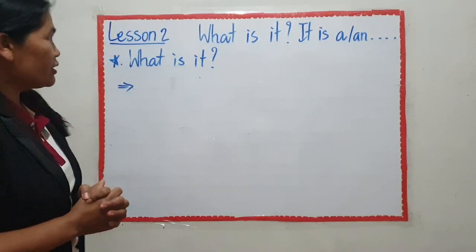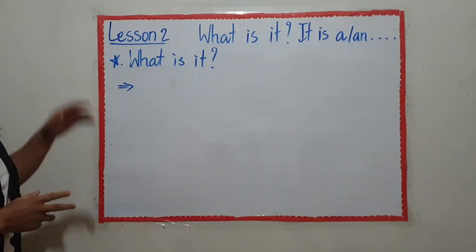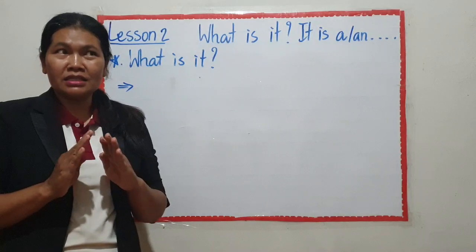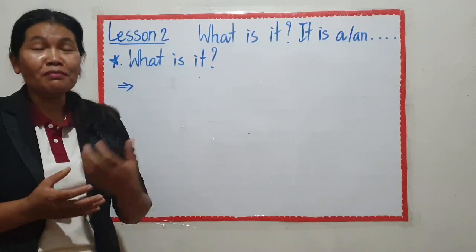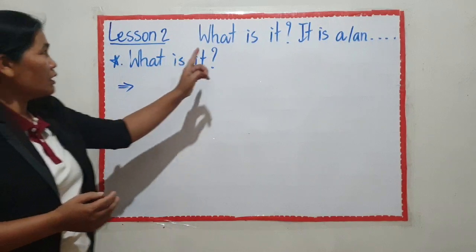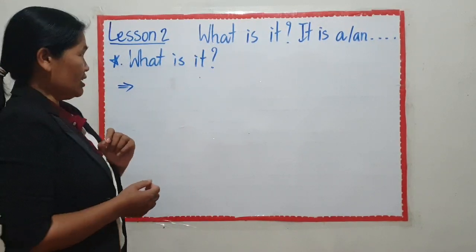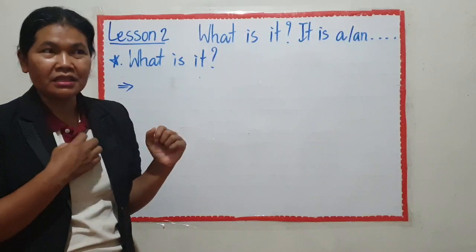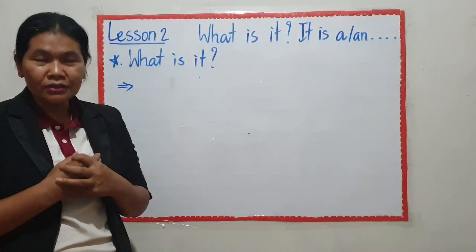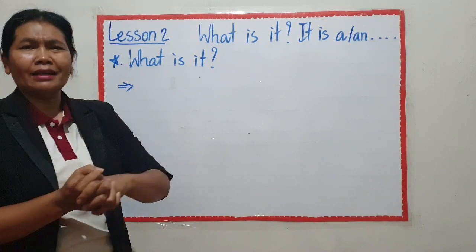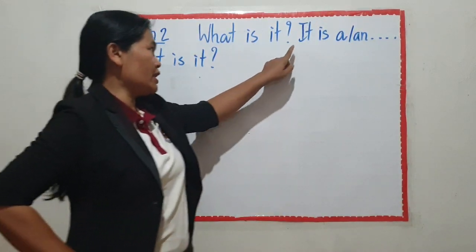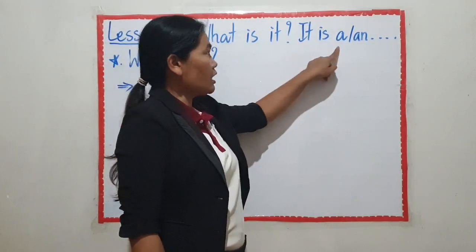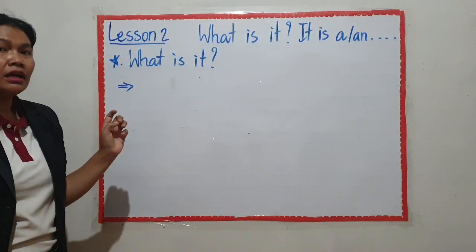Today we're going to start our lesson two, and actually today we're going to study a little bit of grammar. Okay, so the question that teacher would like to know is, what is it? This is the question that teacher asks you or other students in the class. So what is the answer that you have to answer? The answer here is, it is a or an. So it is a or an, according to the noun.